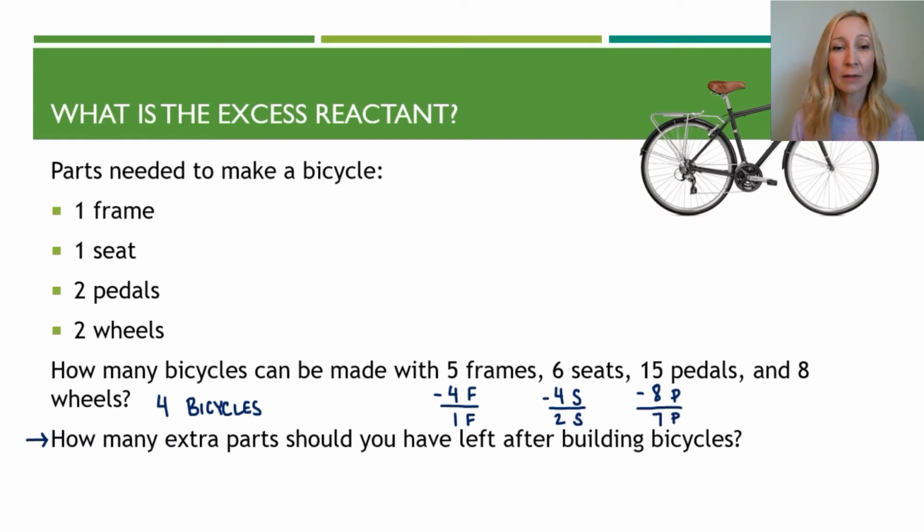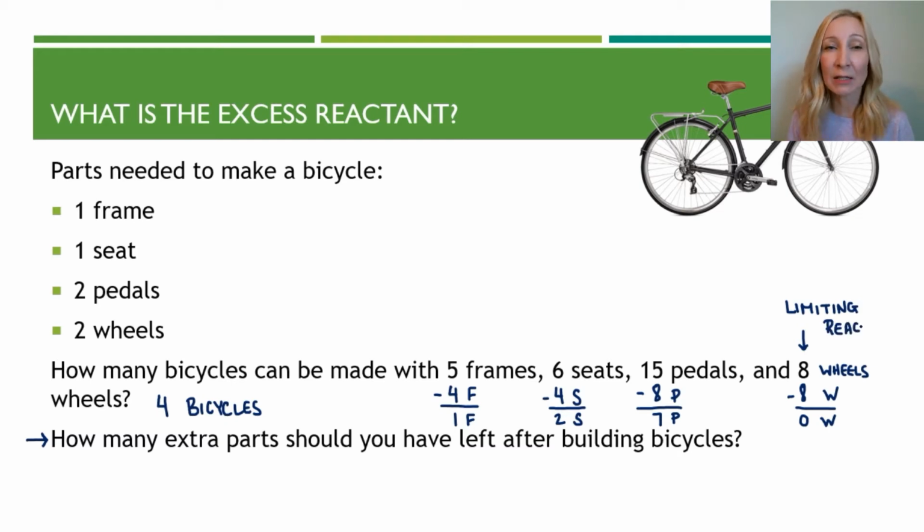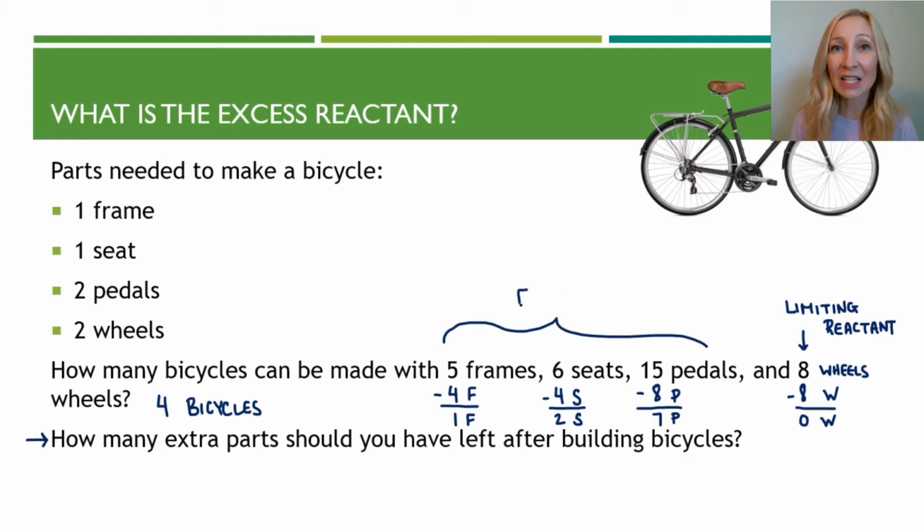We're subtracting here. Now, the last one is if we're making 4 bicycles, we are going to need 8 wheels. And this should just confirm that we're correct with our limiting reactant. All of those wheels get used up. We're given 8 wheels, and we used 8 wheels, so we have 0 wheels left. And that just proves that the wheels were our limiting reactant. The other reactants we have extra of. These are the excess reactants, and we were able to figure out how much extra of each one we had.